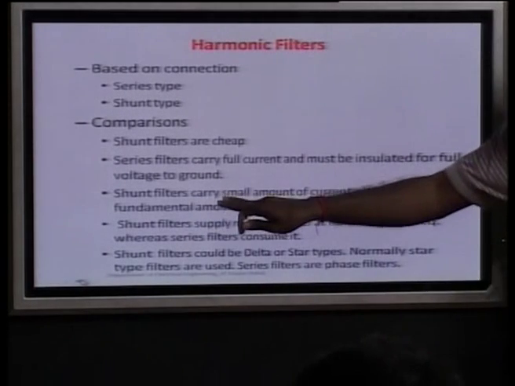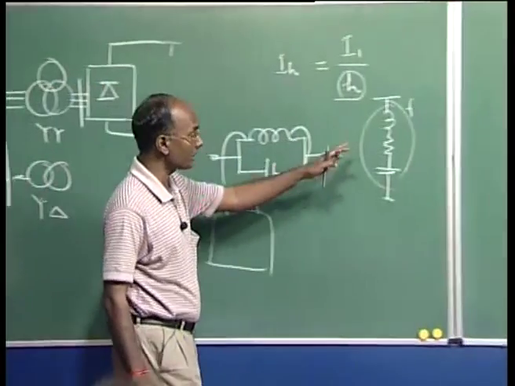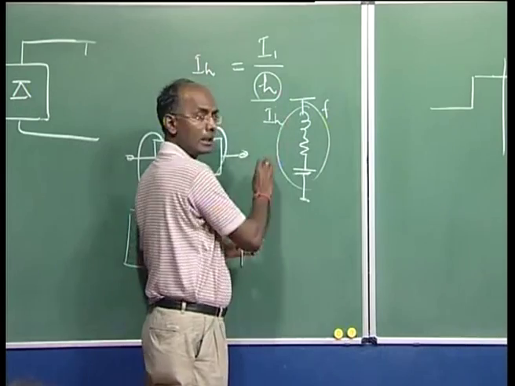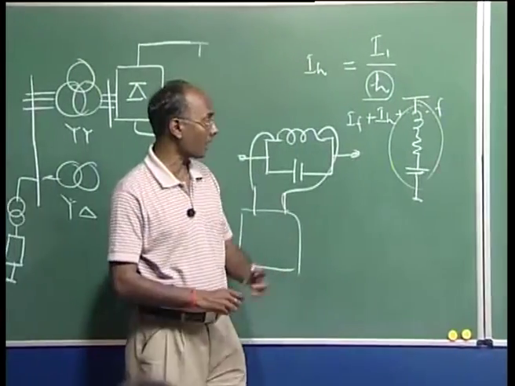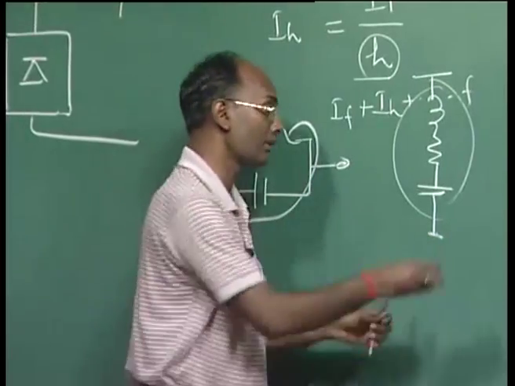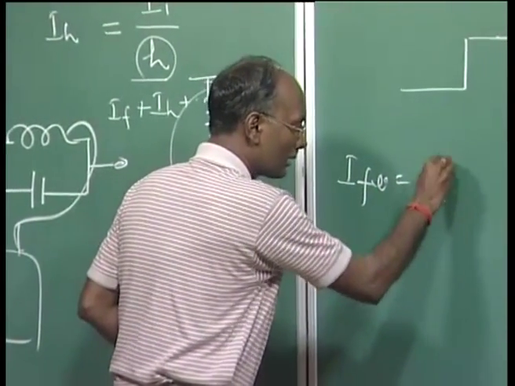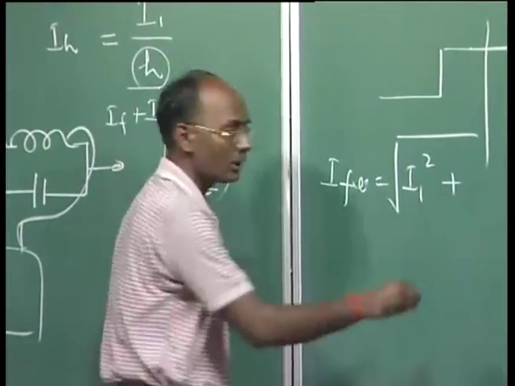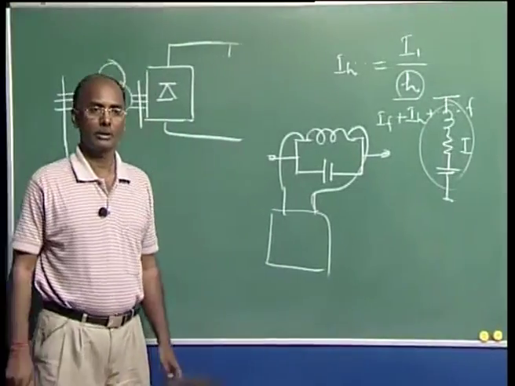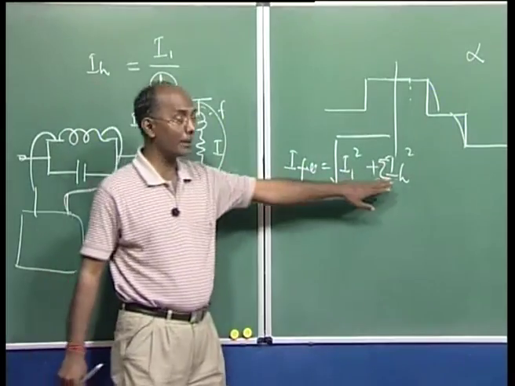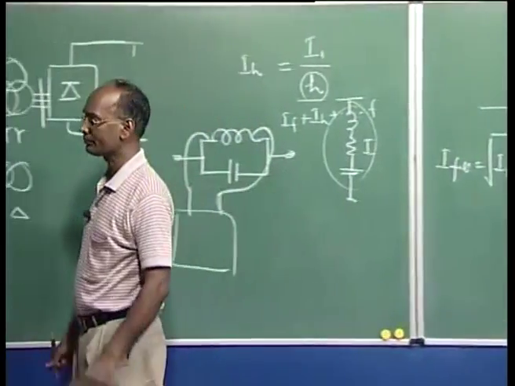The shunt filter carries a small amount of current plus some fundamental current. No doubt it is designed for IH, the harmonic component current, plus some IF and also some other components. But if you take the RMS value, the I flowing in the filter will be I1 squared plus the summation of IH squared. But the component for which it is designed will be significant, and the other components will again be less. So basically it is carrying this amount IH.